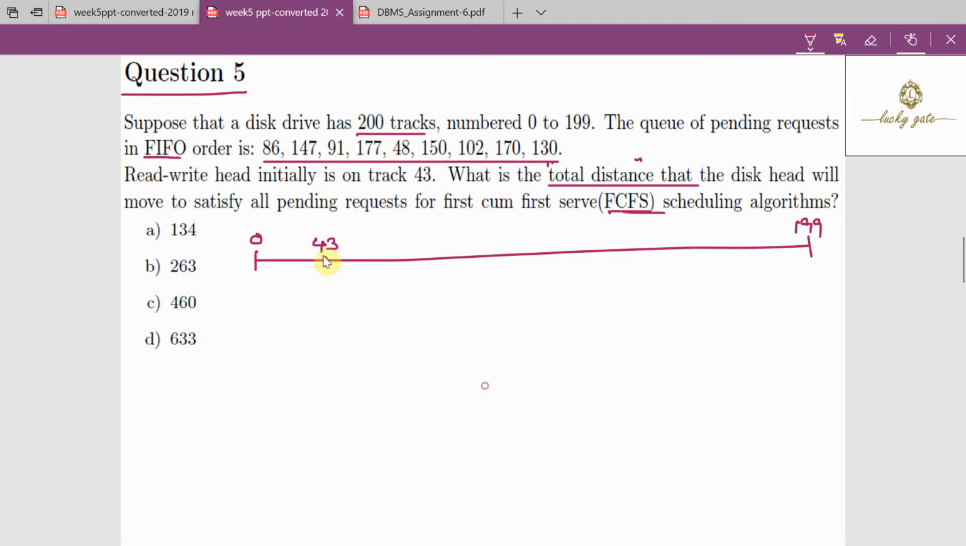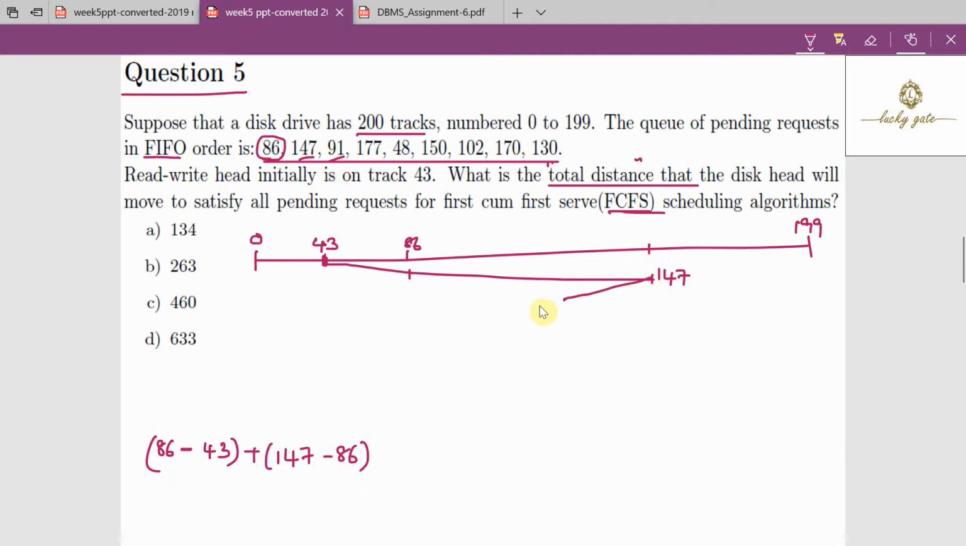Now we'll see. Because my disk head is at location 43, first it has to service the request 86. So it will move from 43 to 86. How much distance did the disk head move? We determine that by using 86 minus 43. Next, from 86 it has to move to 147. Assume this is somewhere 147. So the disk head moves from 86 to 147. How much distance is moved? 147 minus 86.